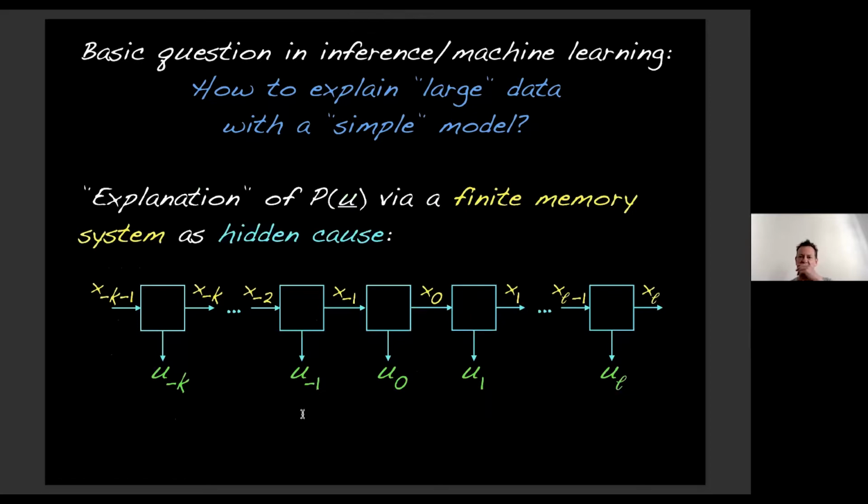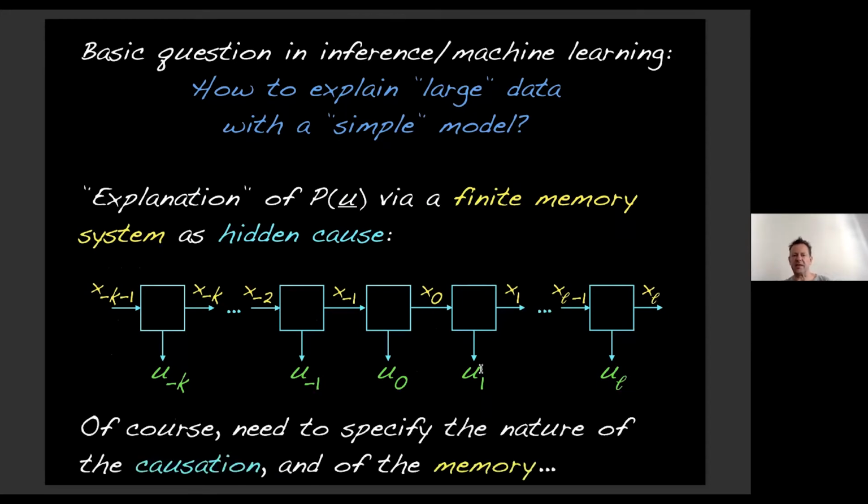So what does it mean to explain this in a simple way? One simple way could be that actually p of u is generated by some hidden cause that has only a finite memory, which we don't see. So it's a hidden memory. These are symbolized by these x's here. These are entities that are transformed over time, and in each time step the x determines what u we are observing. And of course we need to specify the nature of this causation and of the memory.